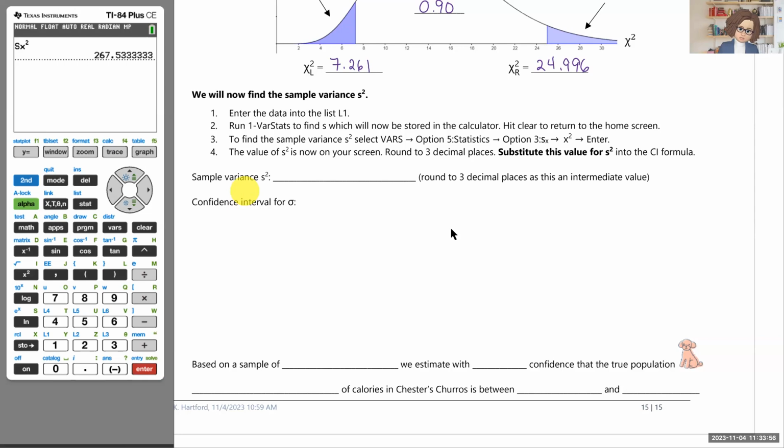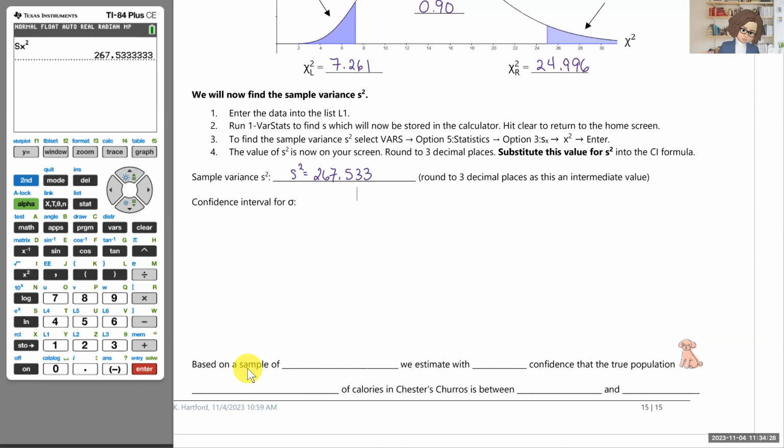All right, so it says that we want to round our intermediate values to 3 places. So now we can round. So S squared equals 267.533. So by going through that process and continuing, it will make certain that your answers do match Alex.